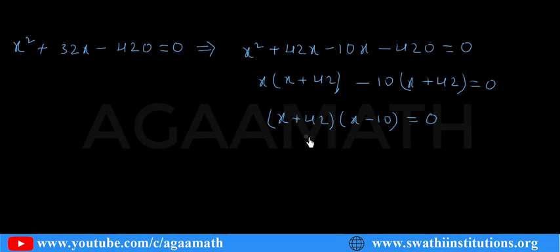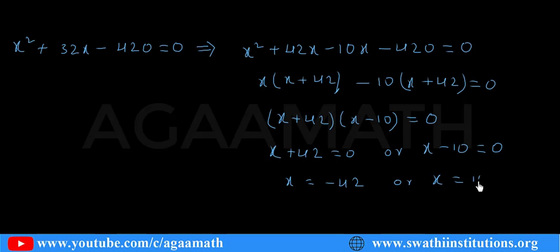Now it means x plus 42 equals 0 or x minus 10 equals 0. So finally x equals minus 42 or x equals 10. Here the numbers which we divided are positive numbers, so the negative number is neglected. We are not going to consider this negative number. Therefore I take x equals 10.